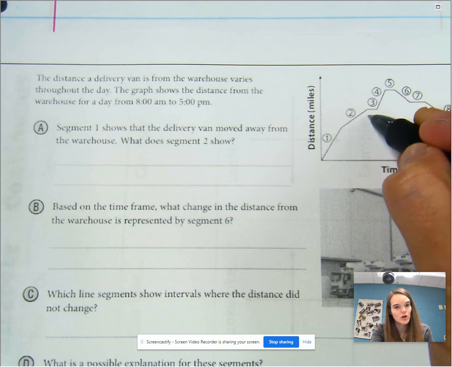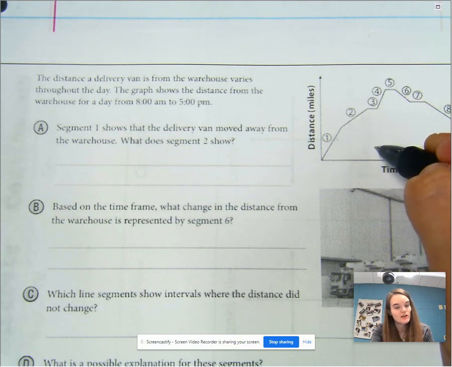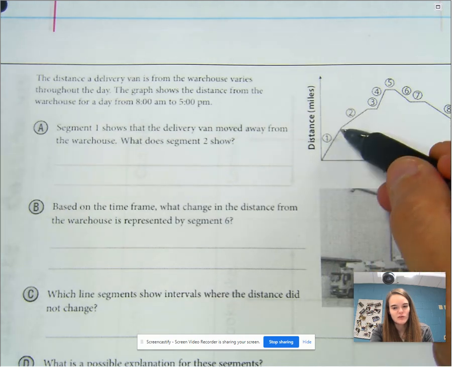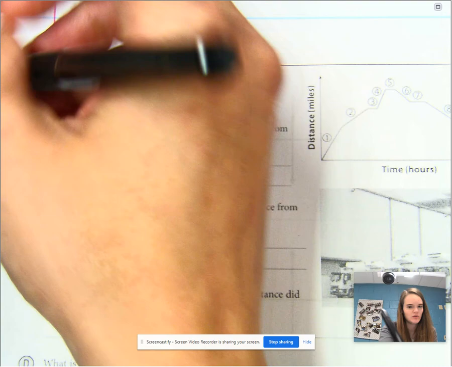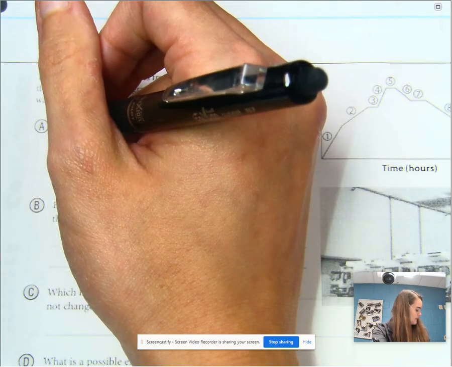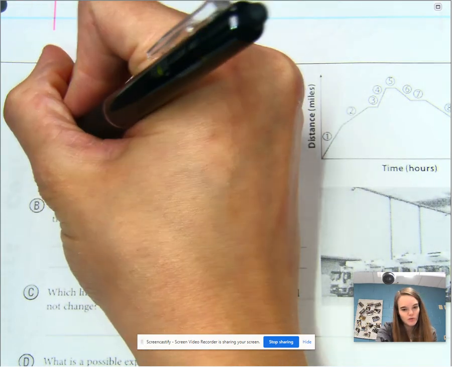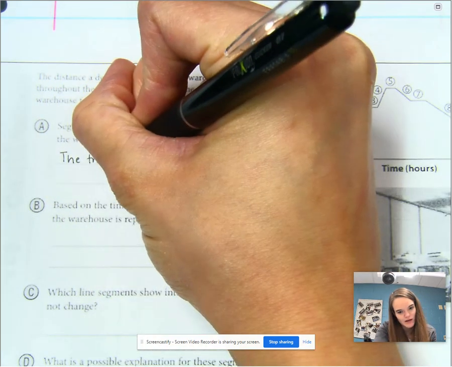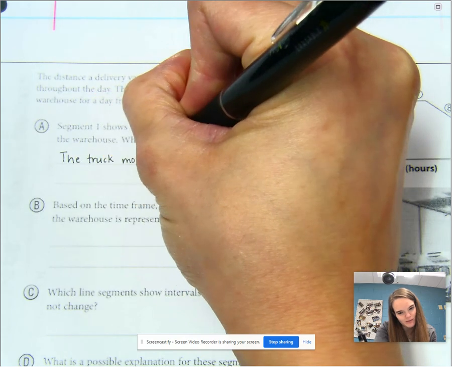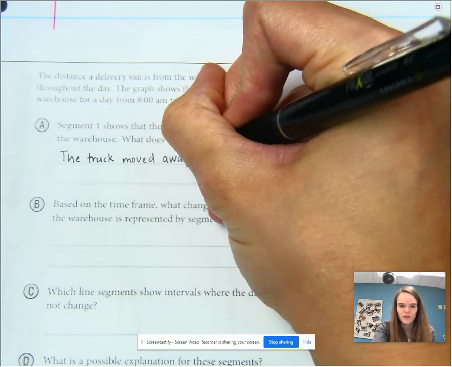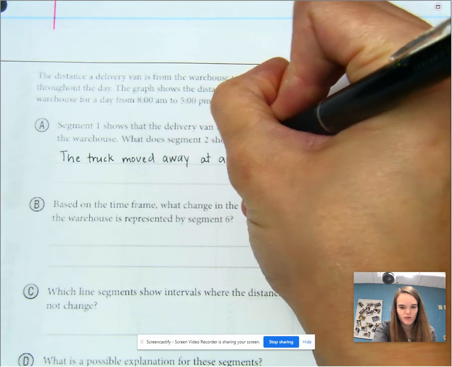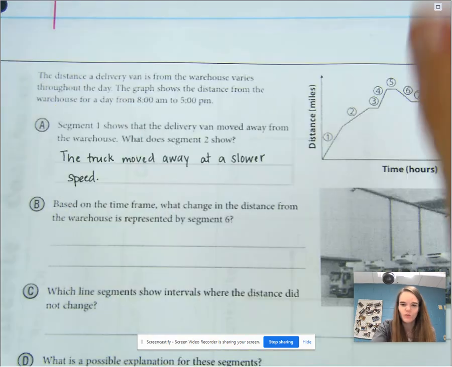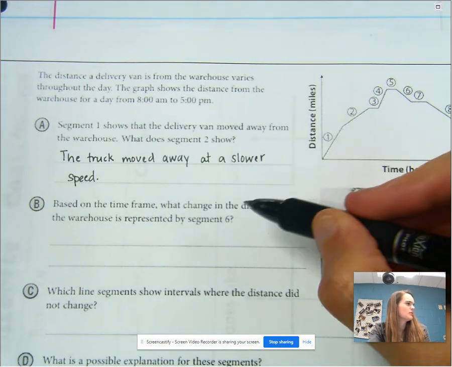What does segment 2 show? Take a minute. I normally make the students do this on their own. Take a minute and answer these questions. If this is moving away, well, so is segment 2. The truck moved away. However, it looks like maybe at a slower speed, since the slope is not as steep as in 1. See, 1 was very steep. 2 is not, so we're going to say it's at a slower speed.